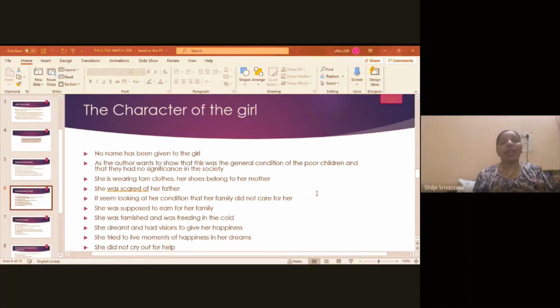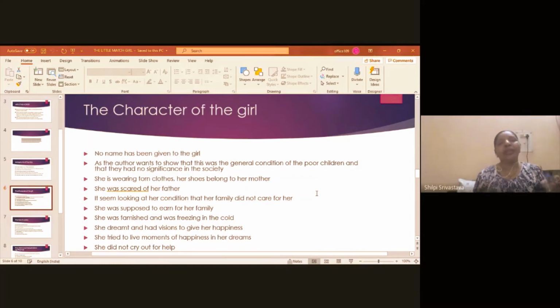And then when she again lights the match, what she sees is the vision of her grandmother, who is already dead. She sees her grandmother, who comes and makes her very happy, loves her, and finally takes her away with her. All right, so these are the visions.